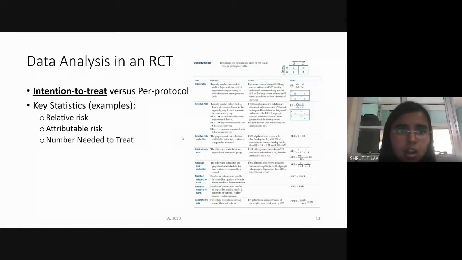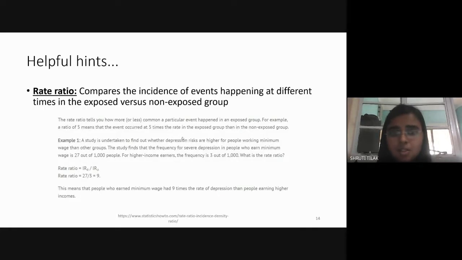Now, rate ratio, again, is the incidence of a particular event occurring, at whatever the incidence rate period is, in the exposed group versus the non-exposed group. So essentially the rate ratio is the incidence rate in the exposed group divided by the incidence rate in the unexposed group. A helpful example if you'd like to peruse.